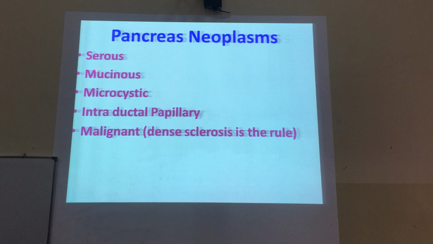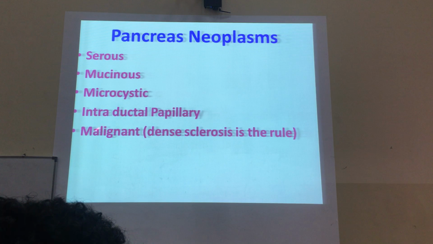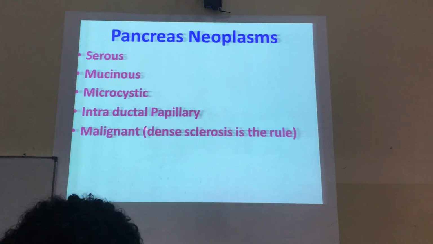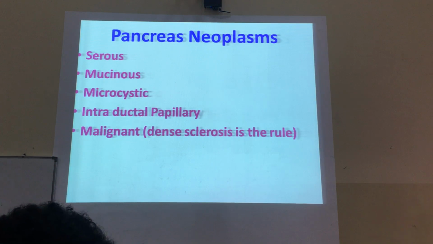So what are the pancreatic neoplasms which are suspected? It could be serous, mucinous, microcystic, intraductal papillary, and then malignant pancreatic adenocarcinomas, where you find a lot of sclerosis. Dense sclerosis is the rule: in pancreatic adenocarcinoma, you will always find severe fibrosis, severe hardening, marked sclerosis. So these are the classifications.